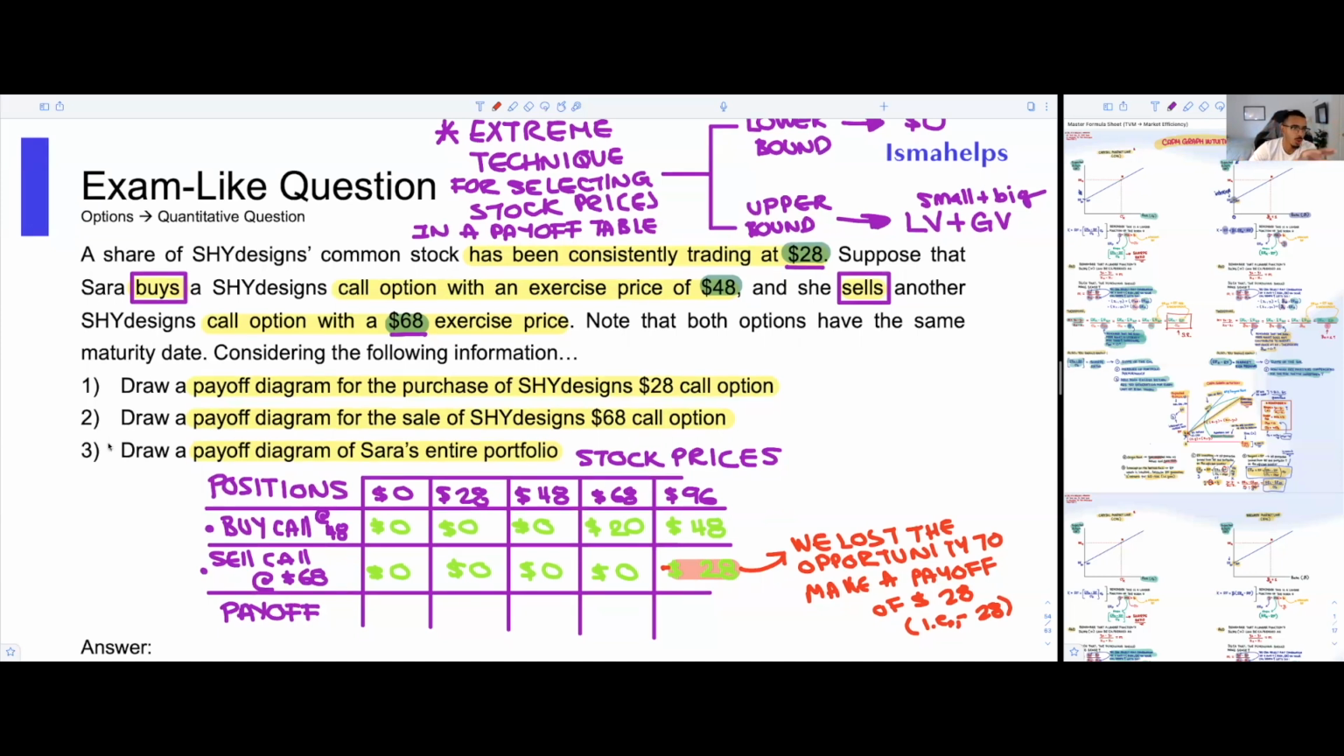Okay, so if we look at the general payoff of this portfolio, we notice something really interesting. And by the way, how do we solve for the general payoff of a portfolio? You just need to add your rows together. Literally, your payoff will be the sum of all your rows. So if the stock price is $0, your payoff will be $0. If it's $28, your payoff will be $0. If the stock price is $48, your payoff will be $0. If it's $68, your payoff would be $20, and if it's $96, your payoff would be $20.